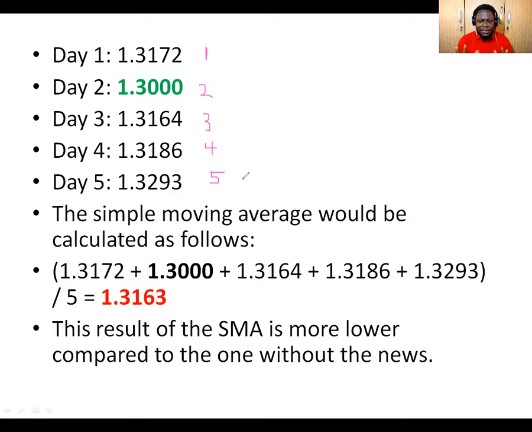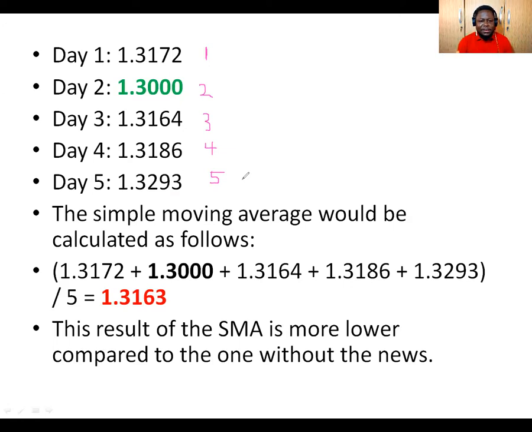Is this clear? I pray it's clear. That is the difference. The exponential moving average will lay emphasis on what is happening presently rather than what has already happened. So although it is going to calculate all the 5 days candles, emphasis will be laid, in terms of plotting the line, on the current candles rather than the previous ones.